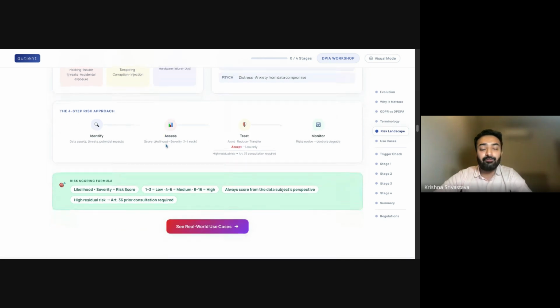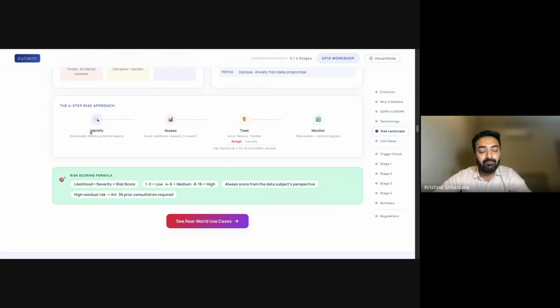The 4-step risk approach, we started with identify. We look at data assets, threats, potential impacts. We draw out what are those downstream systems, what are those vendors we use, what are those third-party SaaS platforms, plugins, integrations, APIs. All of that landscape is something that we draw and understand. Then we assess. We typically look at likelihood and severity.